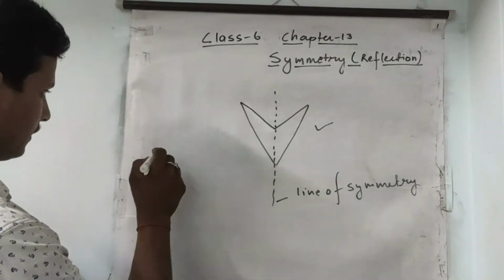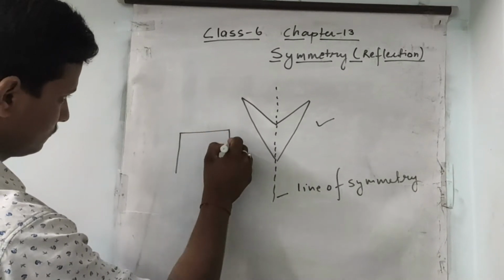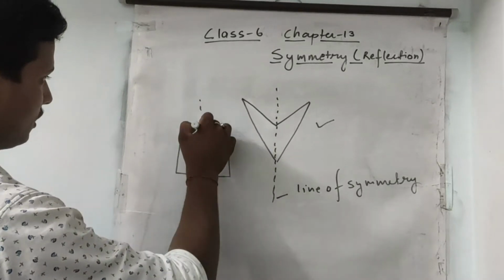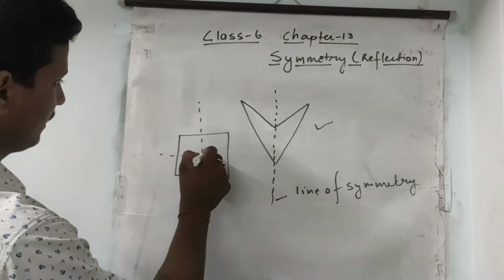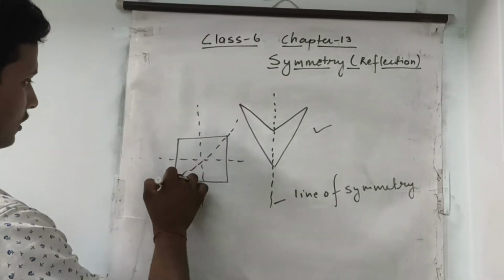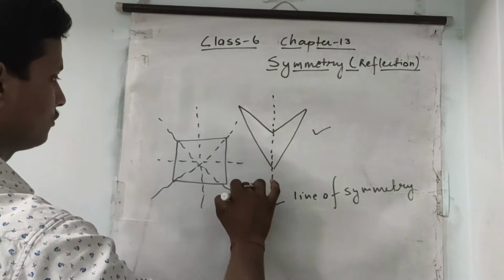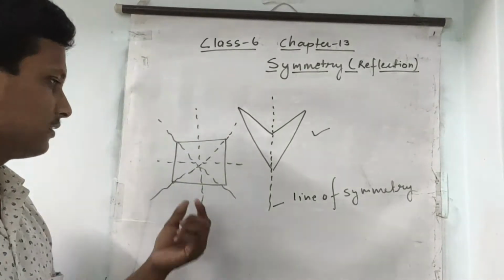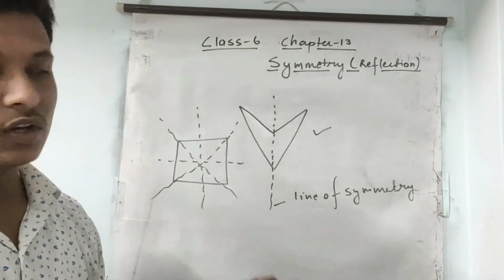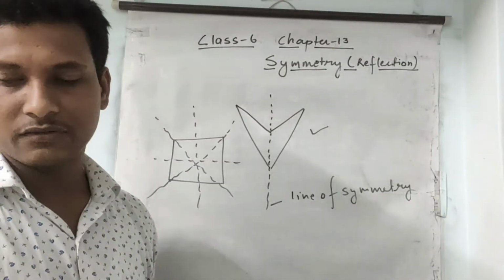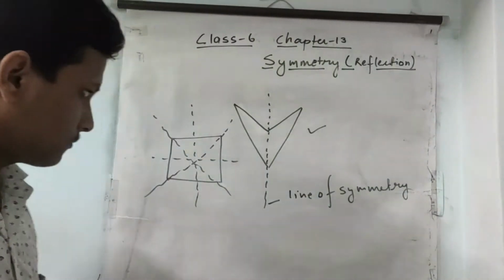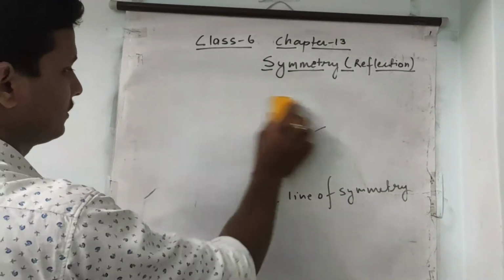Suppose another figure like a square. We can draw a line of symmetry from here and here also, and because all the sides are the same, from this side also. So there are 4 lines of symmetry in a square. In some figures there are 2 lines of symmetry and 3 lines of symmetry, which we will see in further videos. This is symmetry.